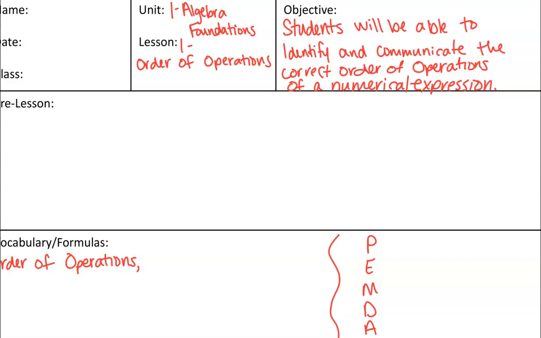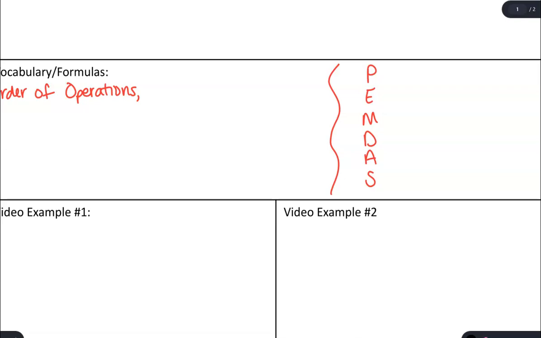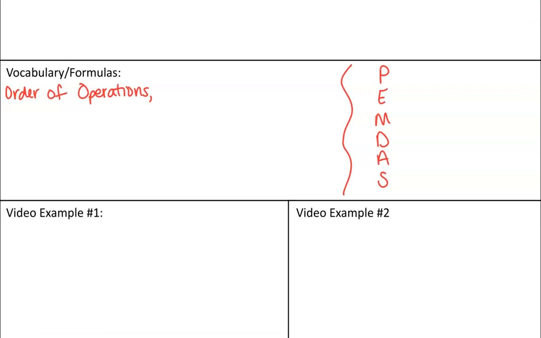Hello mathematicians, today we are going to be talking about order of operations, and your objective is that you will be able to identify and communicate the correct order of operations of a numerical expression. So let's get started with our vocabulary.